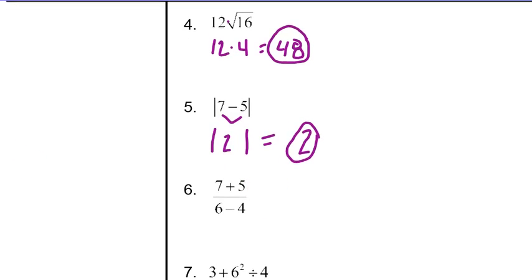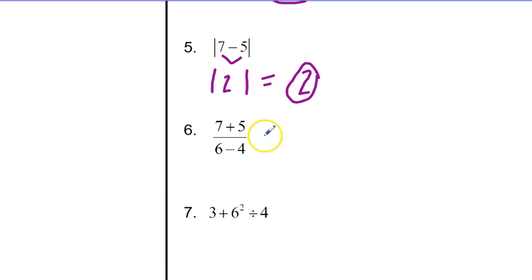Number 6, we have operations in our numerator and our denominator. So we are going to do the operations first. I'm going to write that fraction bar down. We're going to do 7 plus 5, which is 12. And then we do the operation in the denominator, which is 6 minus 4, which is 2. A fraction bar actually means to divide. So we're really doing 12 divided by 2, which is equal to 6. So our final answer is 6.